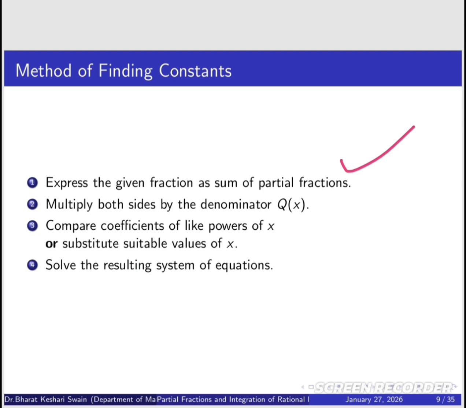And second is multiply both sides by the denominator q of x. The denominator we have to multiply on both sides so that it will be cancelled. Then compare the coefficients of like powers of x, or substitute suitable values of x, so that we can find the value of the constants. So there are two methods to find the constants. One is compare the coefficients of like powers of x on both sides, or substitute suitable values of x.